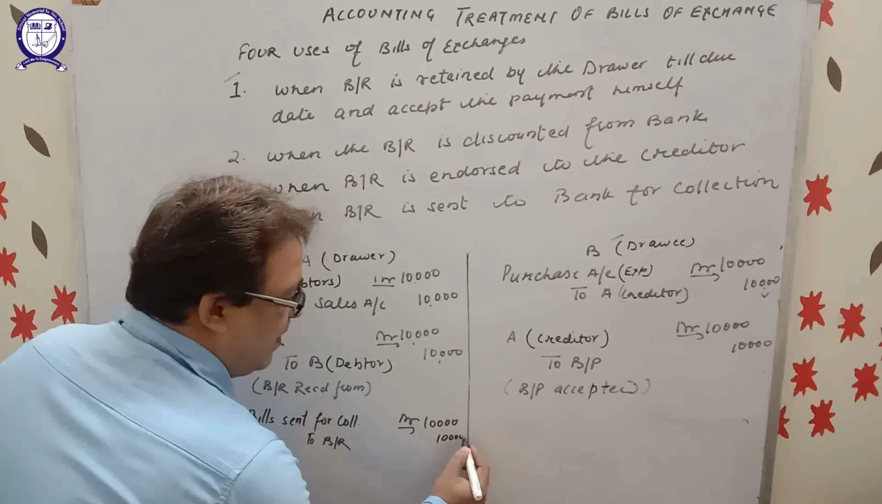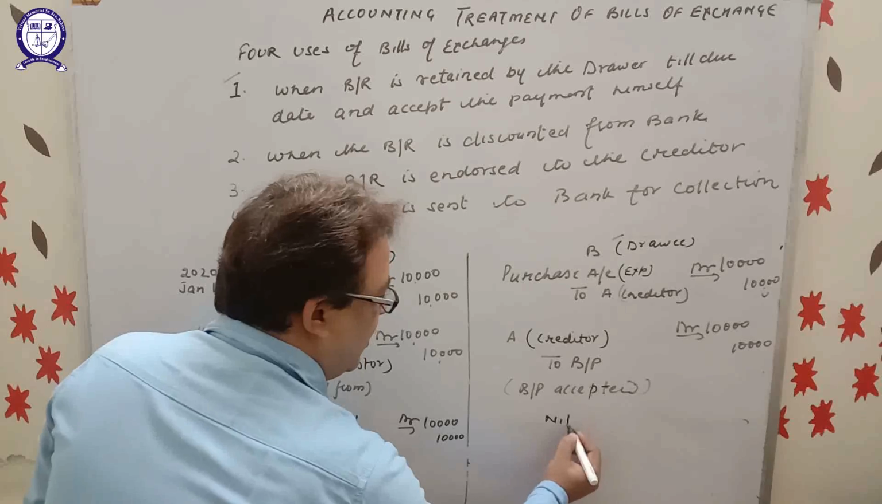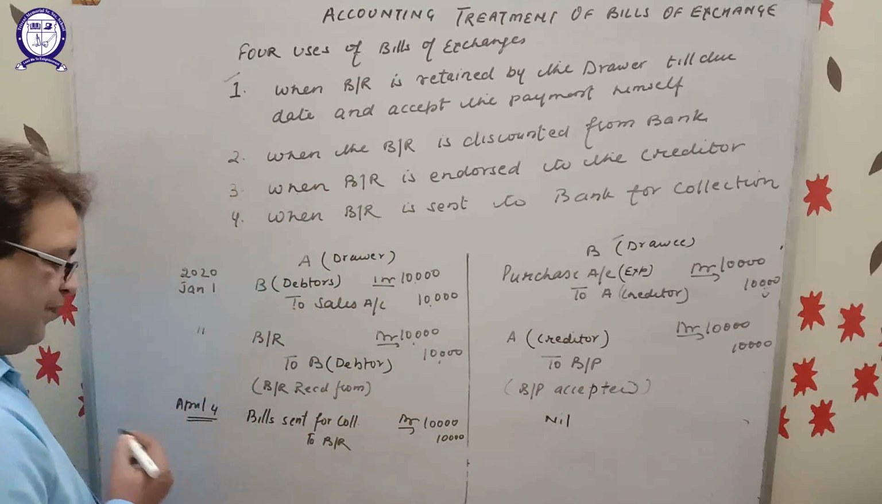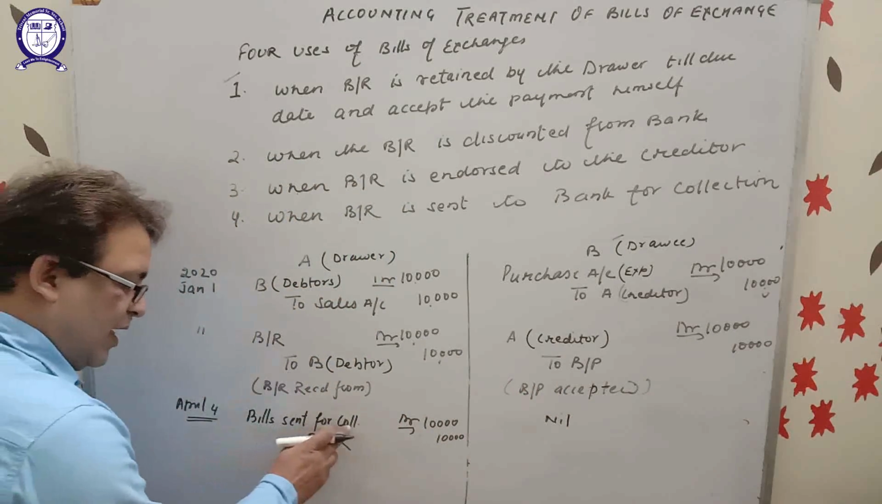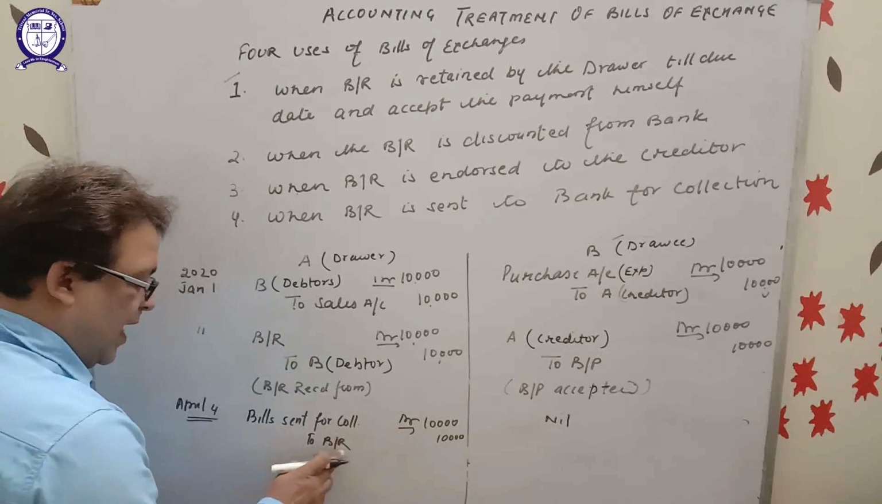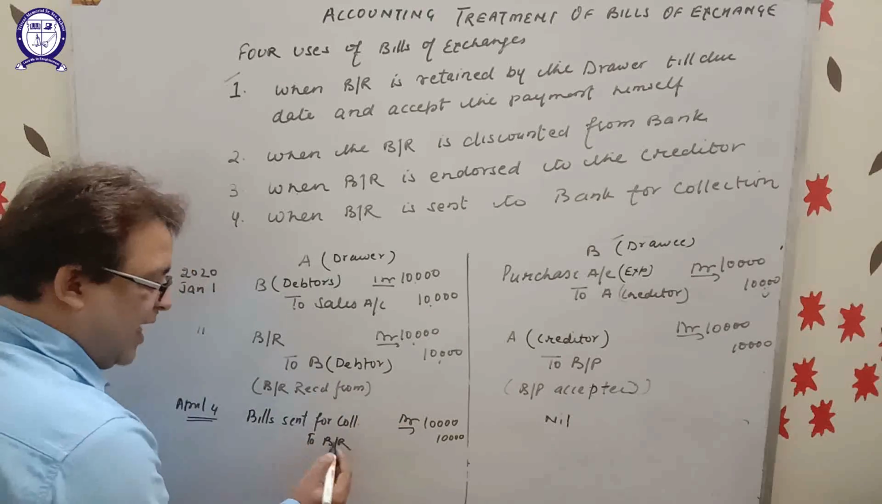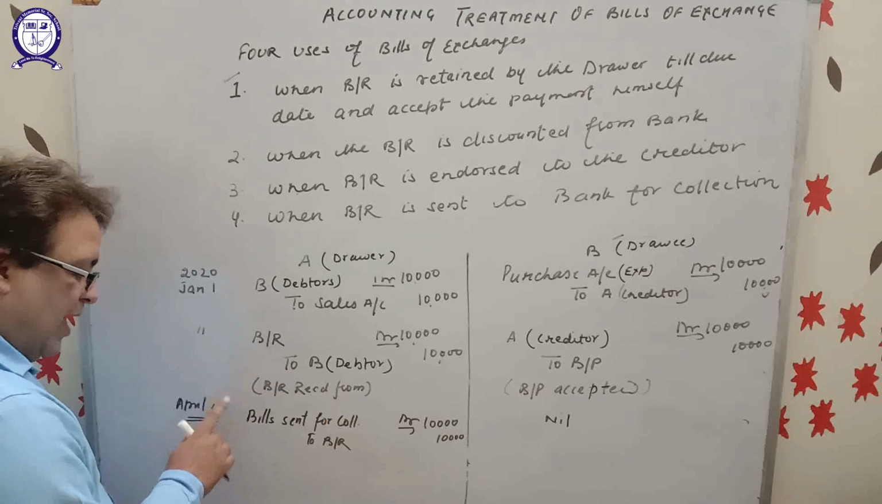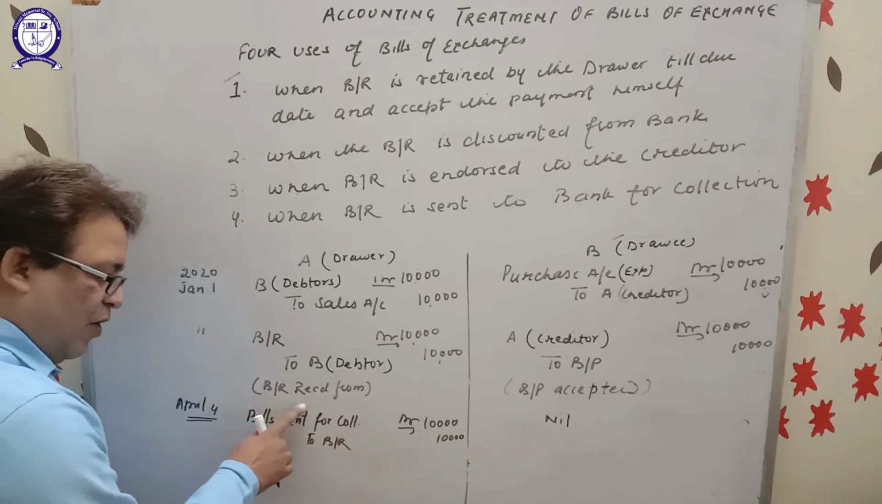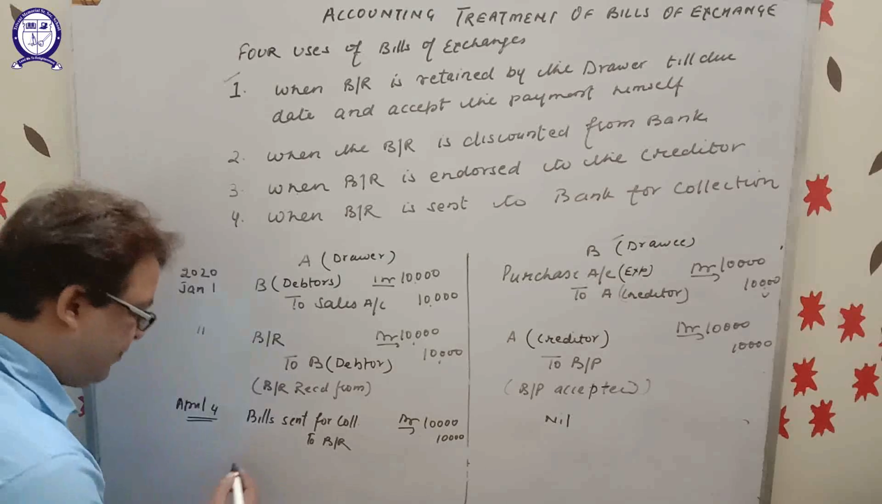And no entry will be passed in the books of B for this transaction. Bills sent for collection debit to bill receivable. Bill receivable is going out, that's why it is credited. And a new account, bills sent for collection, is debited here.